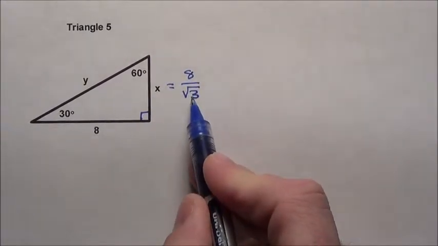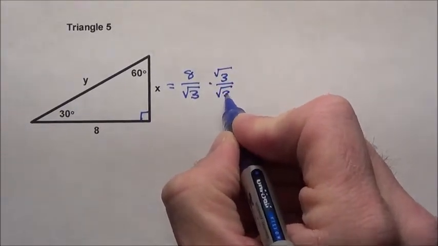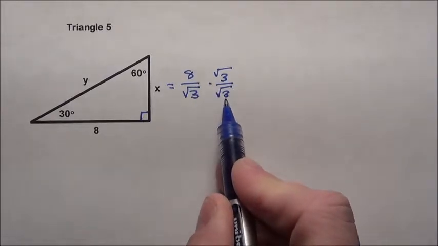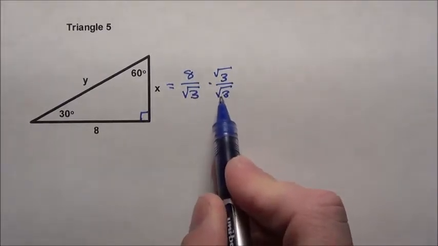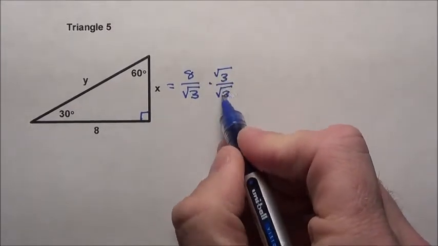Remember though, you can't have a radical in the denominator. So I'm going to have to multiply this by square root of 3 over square root of 3. The reason I do that is to get rid of the square root of 3. If I do another square root of 3, that'll just be a 3. And I have to make this fraction equal to 1. That's why it's always going to be the same.